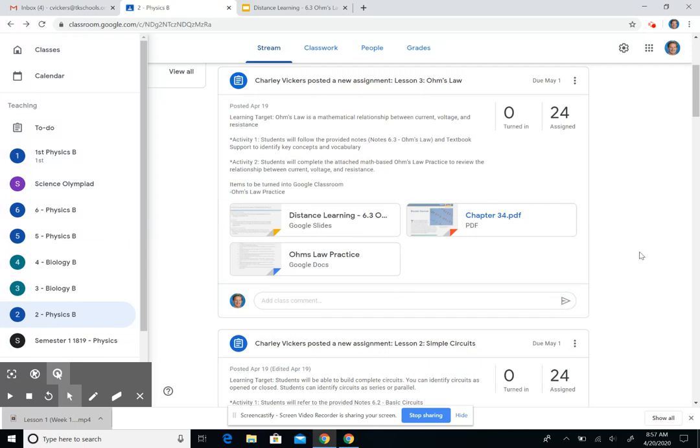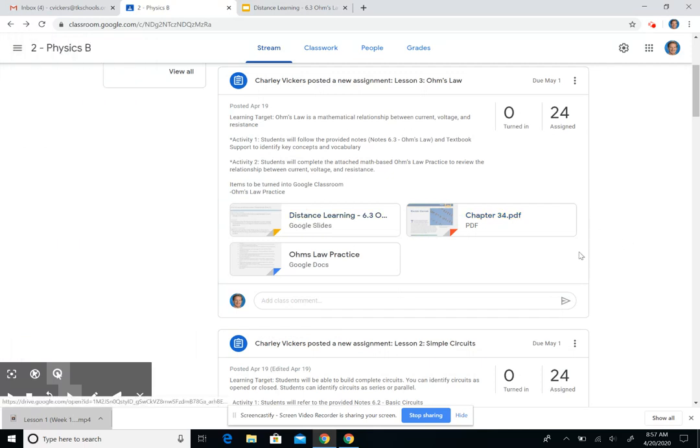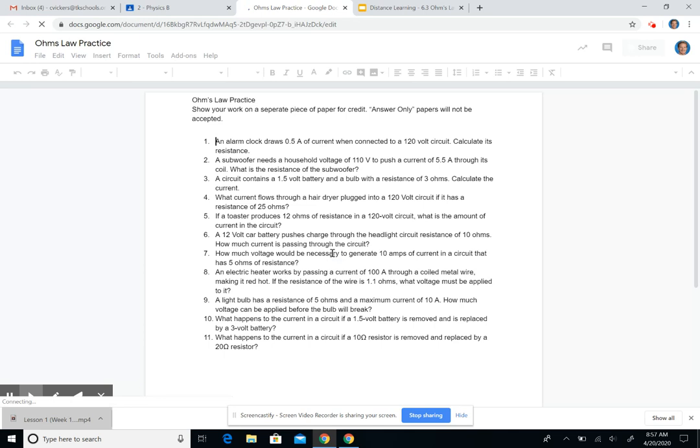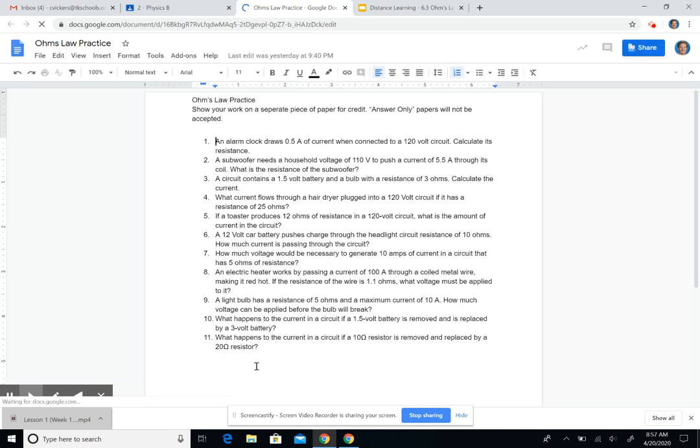There we go. So once you've gone through the textbook support and you've read through the notes, we have some math practice for you. Again, just like what we normally do on the day-to-day. We've got 11 problems here. You want to show all your work on a separate piece of paper for credit. Answers only papers will not be accepted. So in other words, we got to see your work so that we can give you credit for it. So just show us what you got. We're just looking for some honest attempts.